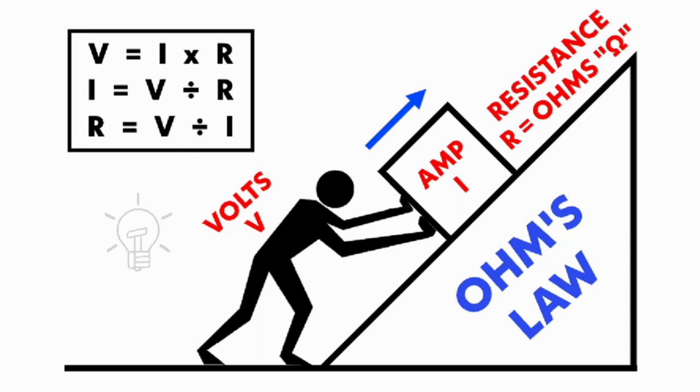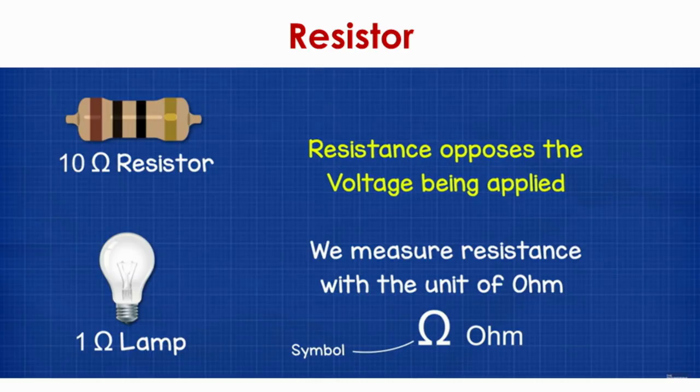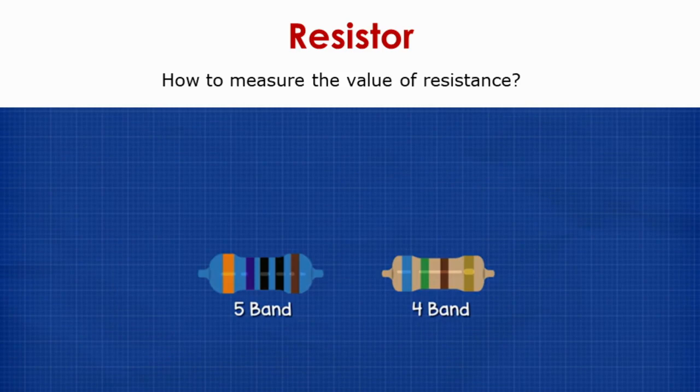We'll learn more about Ohm's law in further slides. But you can see by this picture how the voltage faces resistance to the flow of electrons as current. In this slide, you can see that resistors are basically color coded. The unit of resistance is ohm. So how do we measure the value of resistance? Some of the resistors have 5 bands or 4 bands of colors. We will see the significance of these 5 bands or 4 bands.